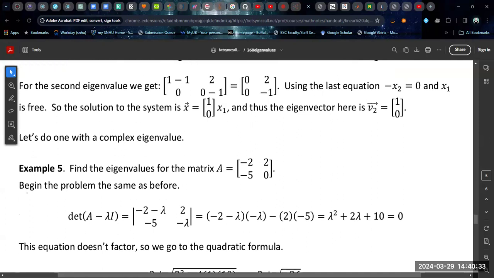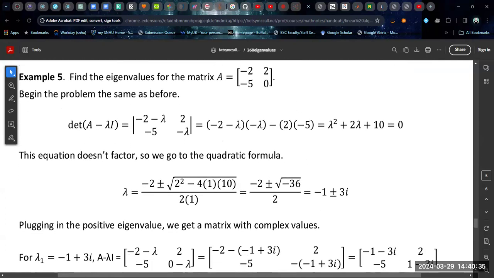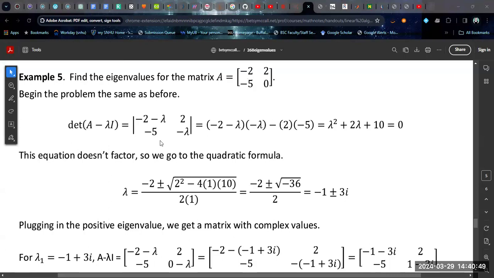Now, so far, we've only been looking at real solutions, but let's look at the complex solution, and we'll see that it has some similarities with the square root case. So here is our matrix that we're going to be working with, and we're going to, again, start the same way by subtracting lambda off the diagonal and finding our determinant.